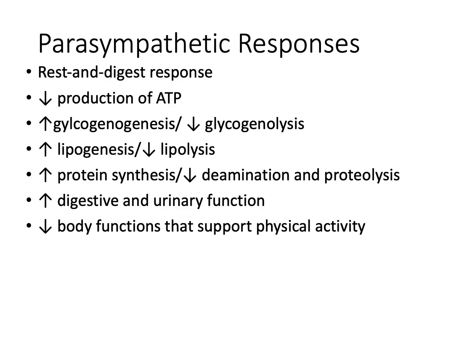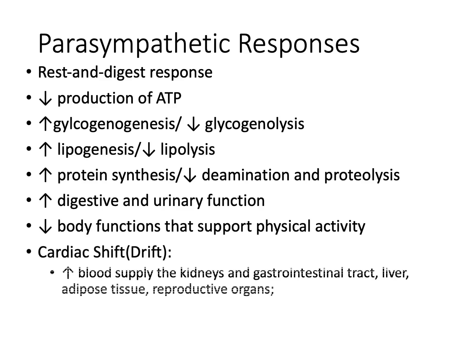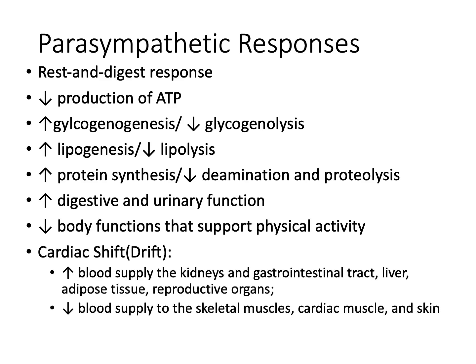We're going to have a compensatory cardiac shift and cardiac drift episode where we're going to increase blood supply to the kidneys, to the gastrointestinal system, to the liver, to adipose tissue, to reproductive organs. We're going to diminish blood supply to skeletal muscle, to cardiac muscle, and to skin. Everything in the parasympathetic system here is going to be functioning on negative feedback. We don't want to get too relaxed because we need to be able to respond to stresses. However, we have to somehow come down from the response to the stress.